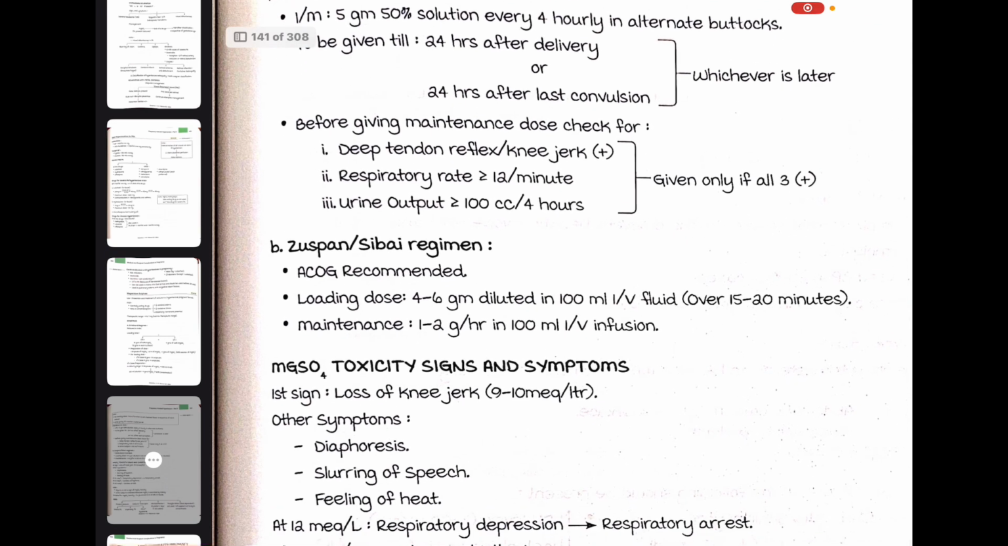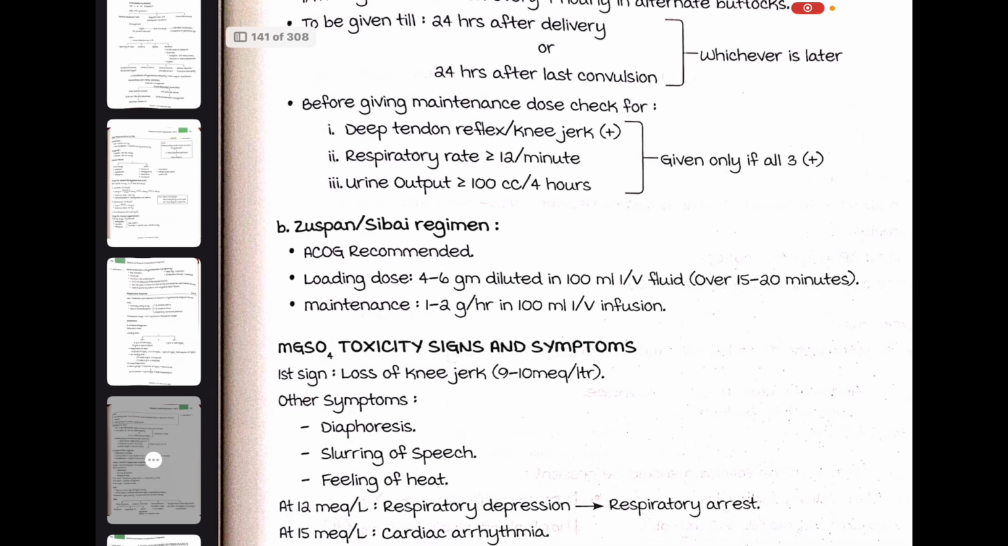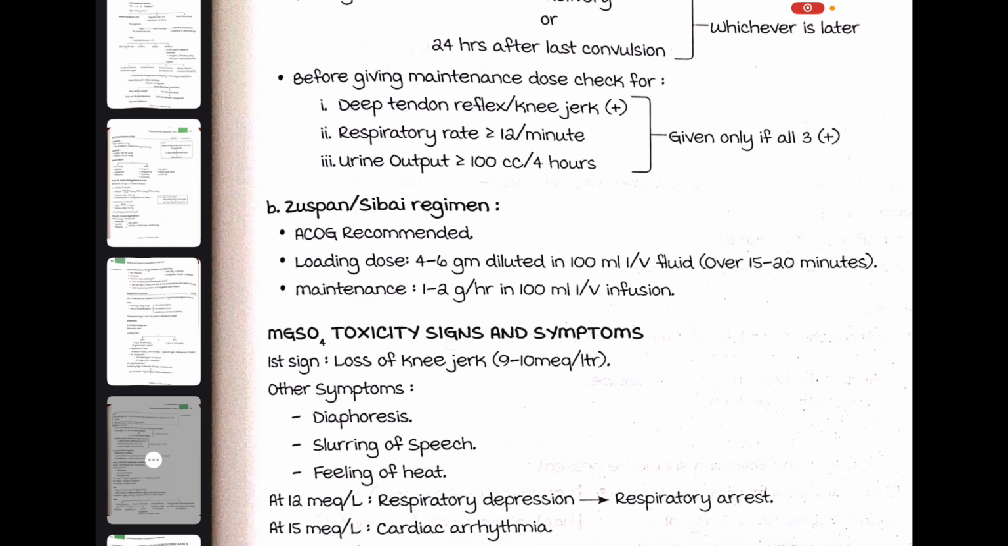Before giving the maintenance dose, check for deep tendon reflex, knee jerk present, respiratory rate more than 12 per minute, urine output more than 100 cc per 4 hours. Given only if all three are positive. So what three things should be positive? Knee jerk (deep tendon reflex), respiratory rate more than or equal to 12 per minute, urine output more than or equal to 100 cc per 4 hours.